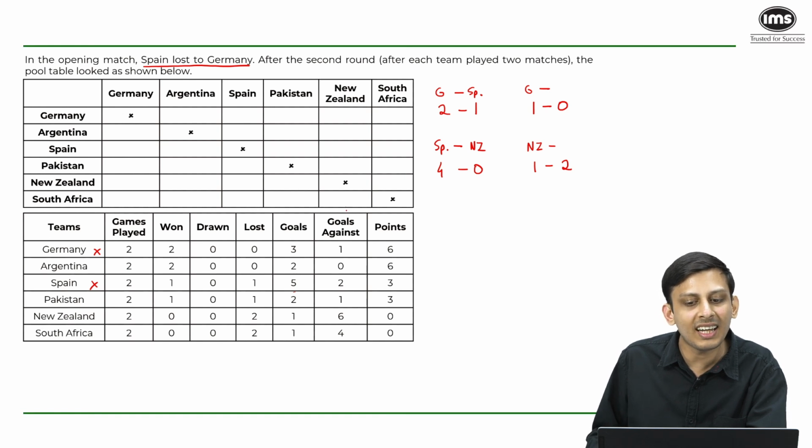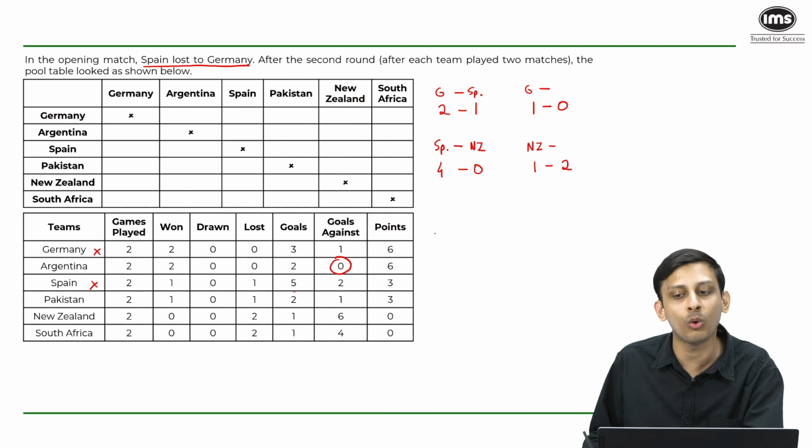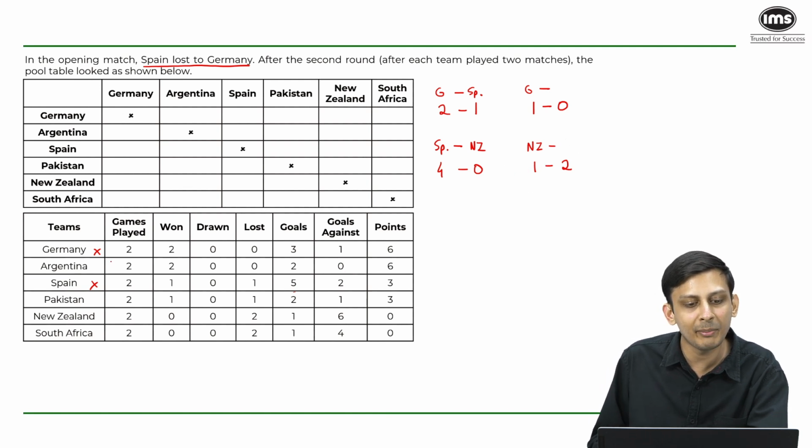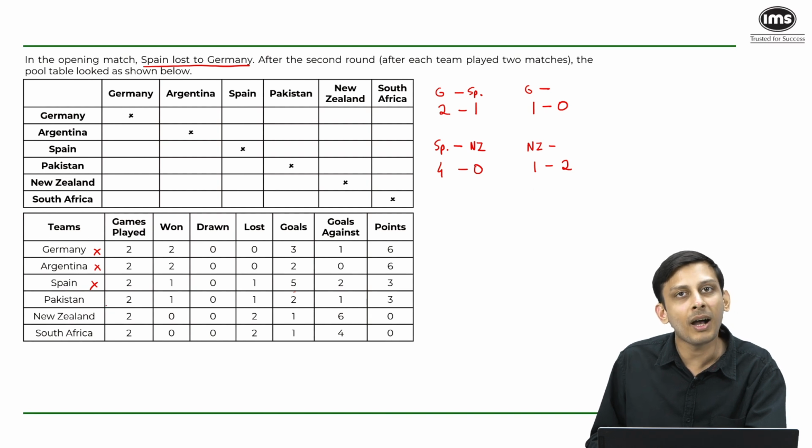No, because we can see that Argentina is not even conceding 1 goal, it is conceding 0 goals. So if I put Argentina here, the problem will be that Argentina will be conceding 1 goal, which will be inconsistent with the data. Okay, so we cannot have Argentina also. We can eliminate that. Can it be Pakistan?